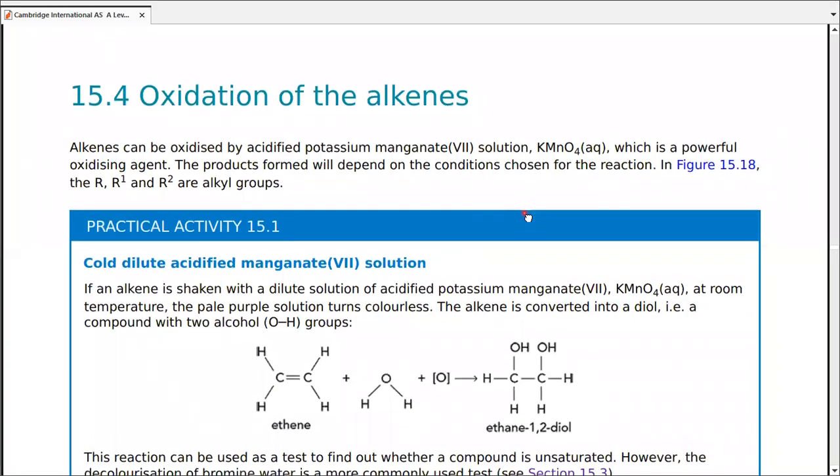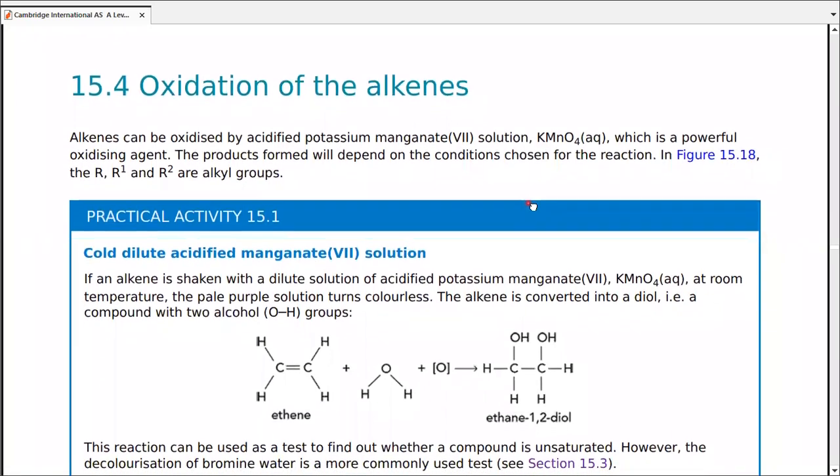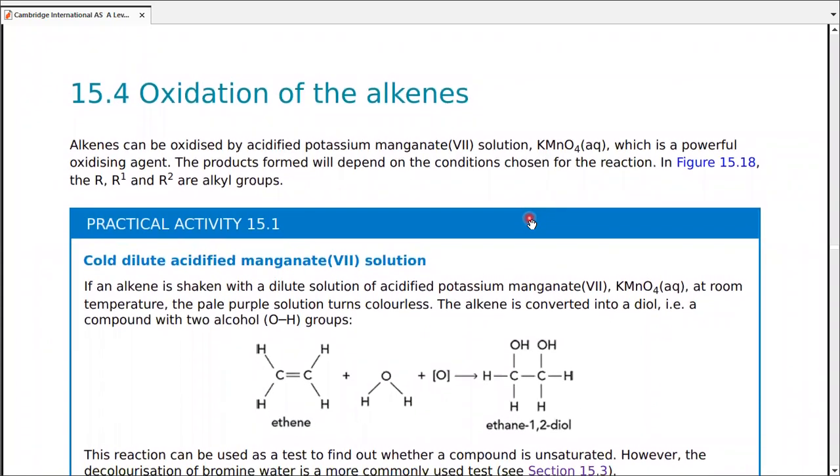Right. Apart from combustion, what was possible for alkenes as the first option? Addition reactions, and we studied a lot of addition reactions, be it hydration or halogenation or hydrogenation. Oxidation is also possible. Now, we're not talking about oxidation in terms of combustion, that's different. But we're talking about oxidation with the help of powerful oxidizing agents.